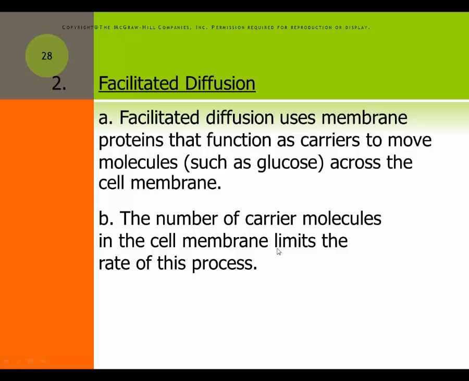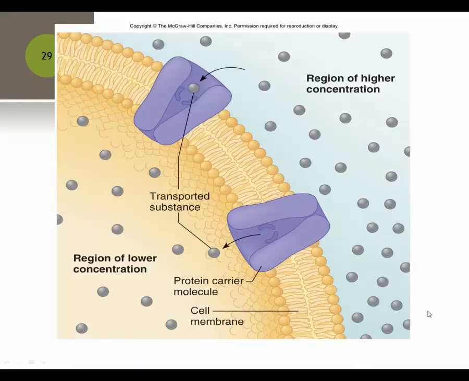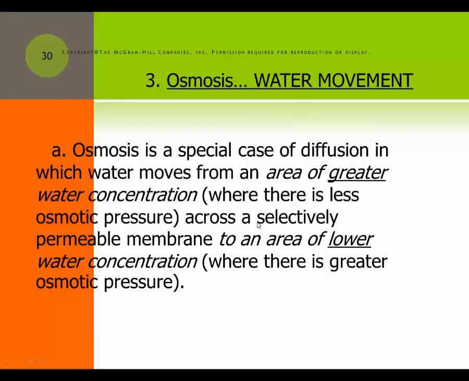Facilitated diffusion is quite like diffusion in that molecules move from higher concentration to lower concentration. Facilitated diffusion requires a protein carrier. You can see the solute being transported here. It might be glucose. It enters the protein carrier. The protein carrier changes shape, and the substance is transported into the cell. This does not require any cell energy.